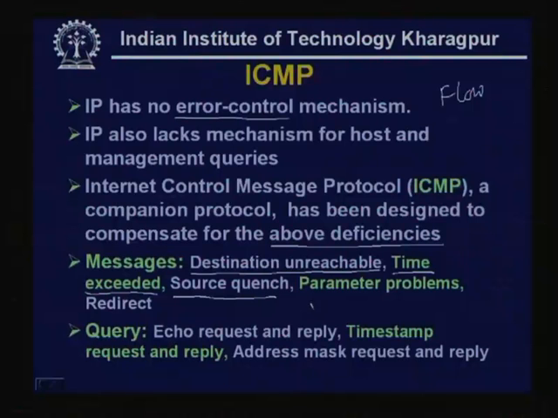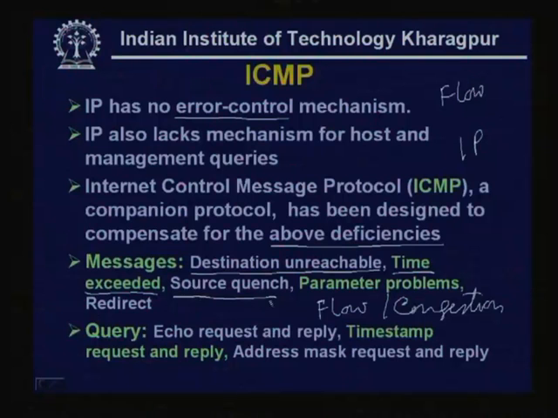Then source quench. As we know, the IP protocol does not provide flow control or congestion control; they are not supported by IP. So, in such a case source quench provides the functionality of flow or congestion control. Whenever a particular packet is discarded because of congestion, a source quench packet is sent to the source informing that the packet has been discarded, and moreover that congestion exists in the network.